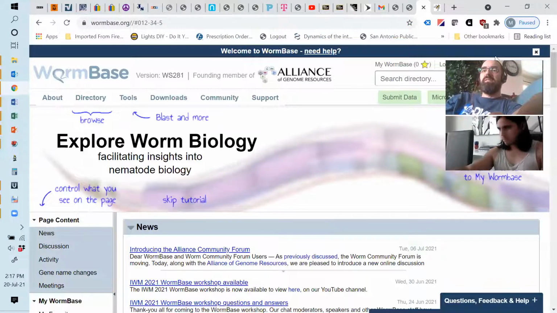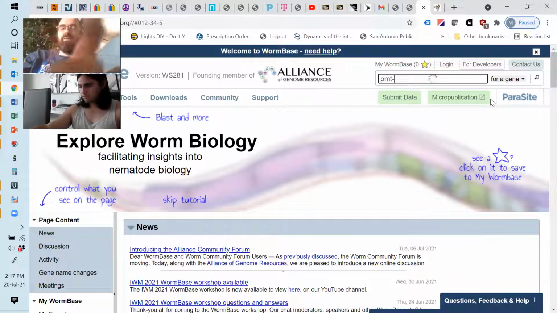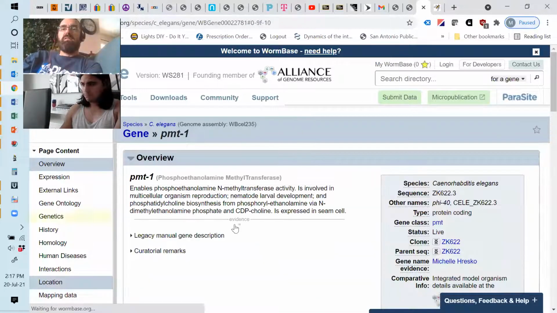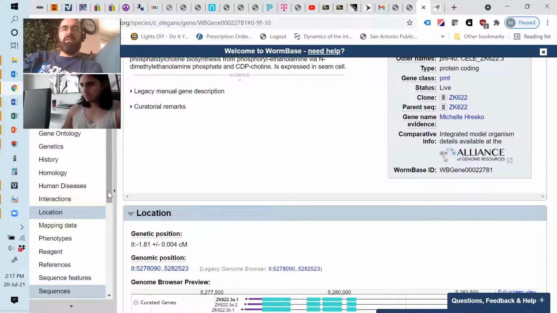So this is Wormbase. I find it a little bit easier to use than Flybase simply because I've done a lot more of it. What was a gene I've been working on recently? Type in a gene, that takes you to that, and this is a relatively, come on.